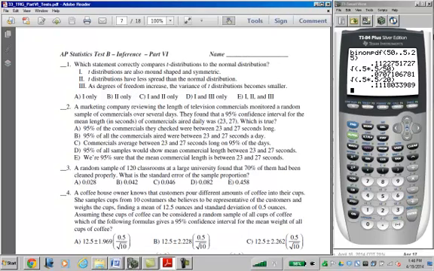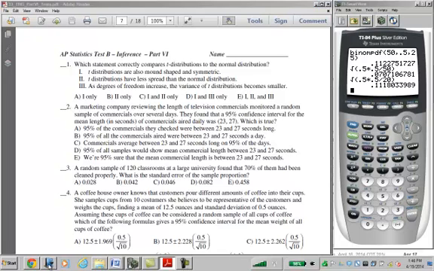Okay, 1 is true. 2, t-distributions have less spread. That's false. They have more spread. 3, as degrees of freedom increase, the variance of t-distributions becomes smaller. That's true. Okay, why? Because the degrees of freedom is simply the sample size minus 1.